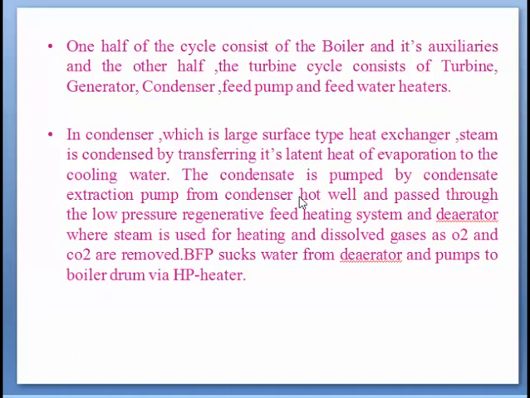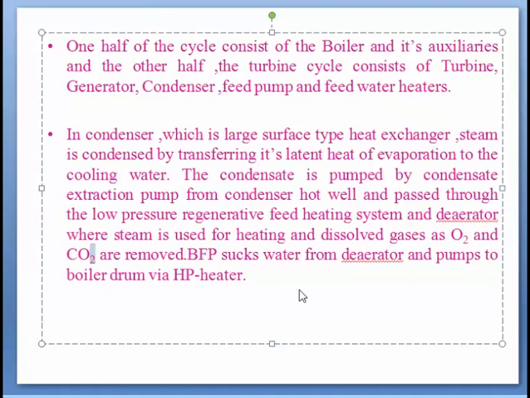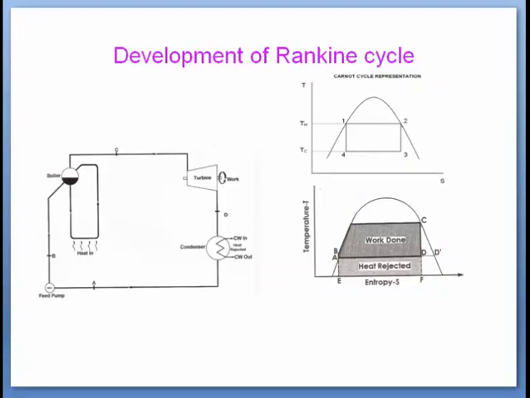The condensate is collected in the hot well and passed through the low pressure regenerative feed heating system and deaerator, where steam is used for heating and dissolved gases such as O2 and CO2 are removed. The boiler feed pump sucks water from the deaerator and pumps it to the boiler drum via the HP heater.